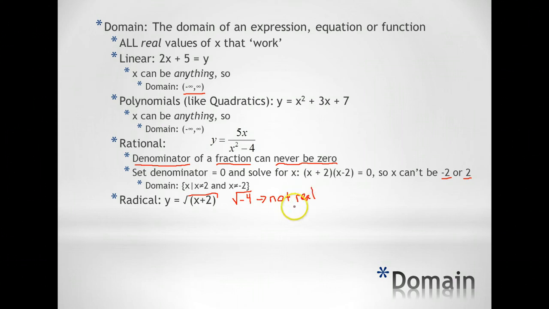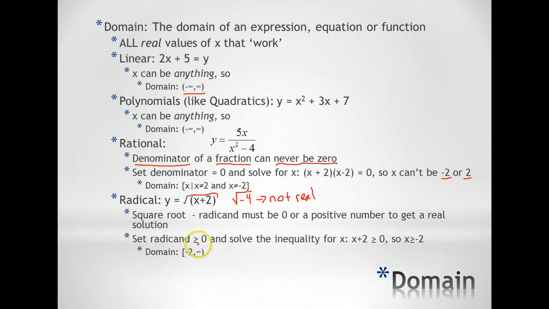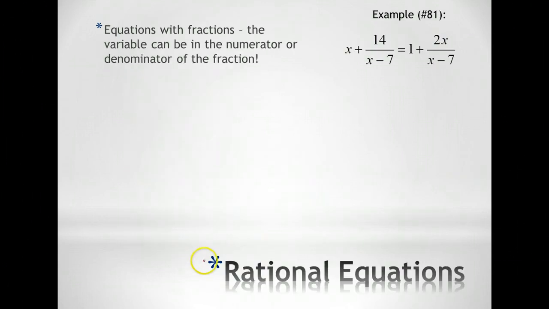So this is my limitation. If I want y to be real, then my radicand, the number inside the radical, must be 0 or a positive number. So that means I set everything inside the radical to greater than or equal to 0, and I solve the inequality. So I set x plus 2 greater than or equal to 0. I get x has to be greater than or equal to negative 2. This is in interval notation here, so that means the domain goes from negative 2 to infinity. And it's a square bracket at negative 2 because it's greater than or equal to.